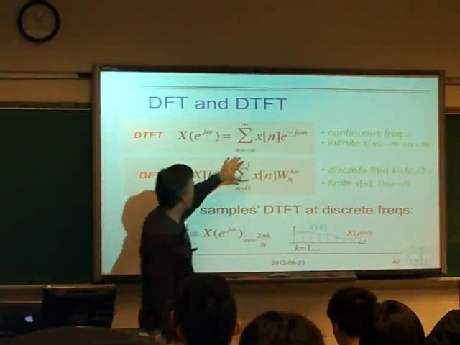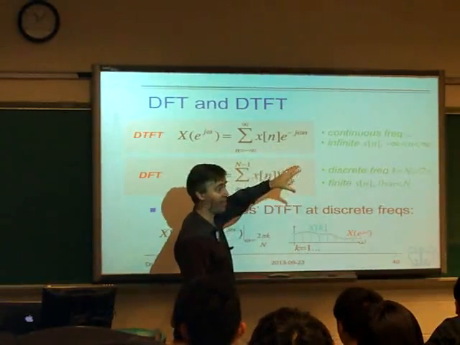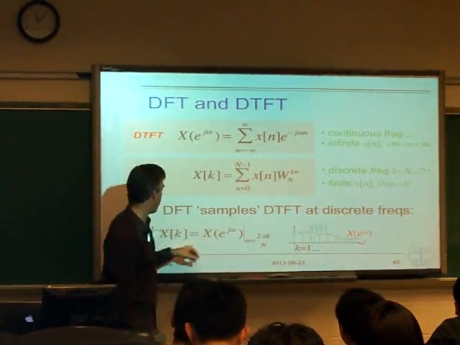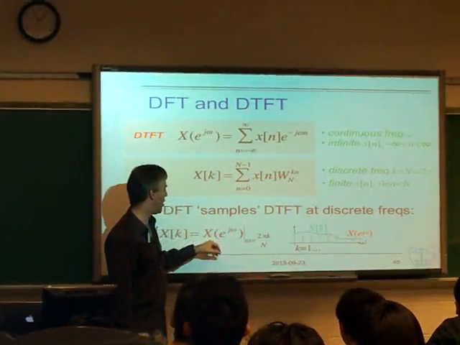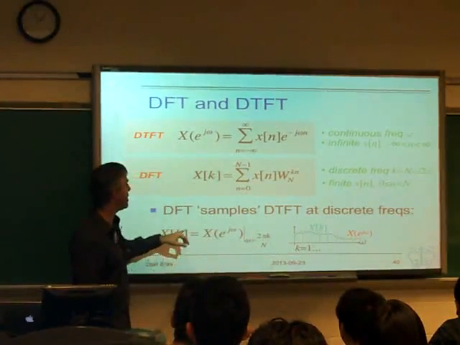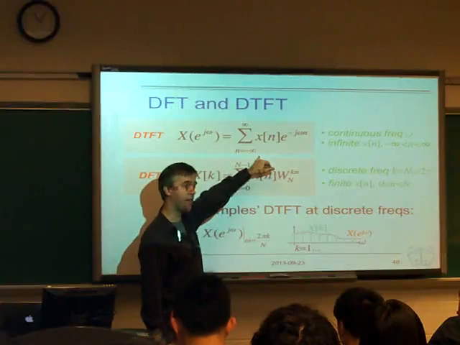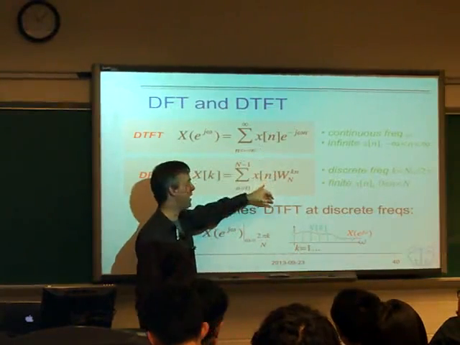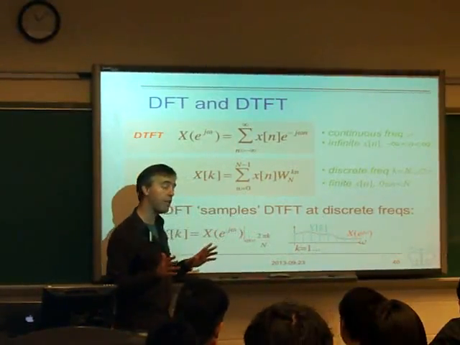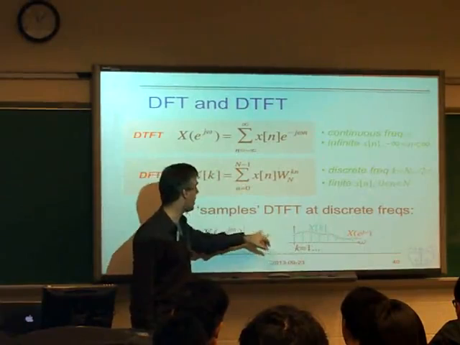But we can see that because it's the same x of n in here, these things are basically the same function, just written in different ways. We have this relationship that X of k is just X of e to the j omega for particular values of omega. At least if x of n is finite length, then we can still calculate this, right? If x of n is longer than N points, then we won't be calculating it all in here. But if we have an x of n that really is only non-zero between little n equals 0 to big N minus 1, then we can calculate either of these, and they're related like this.